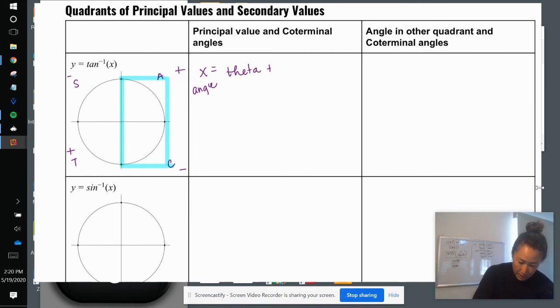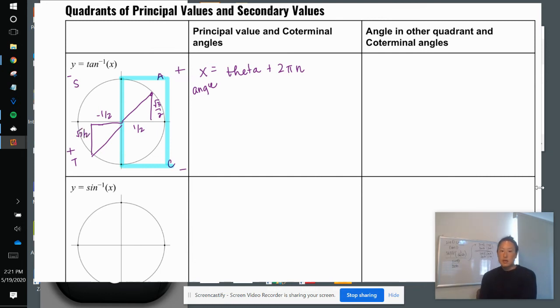Okay, plus 2 pi n. Okay, now across from, let's call this a, 1/2 and √3/2. So if I have -1/2 and √3/2, the nice thing about tangent is that the two answers that I get are always supplementary. They're always 180 degrees away from each other.